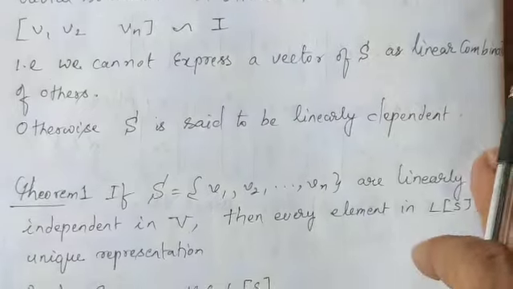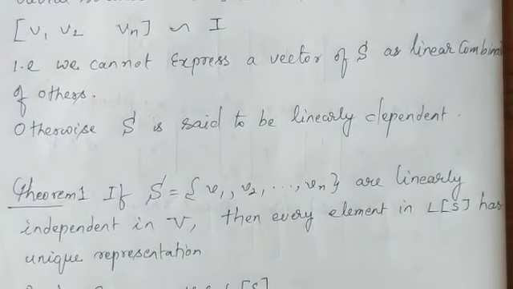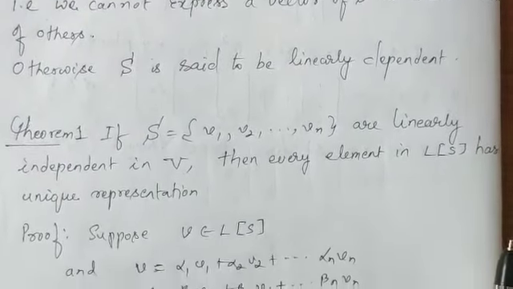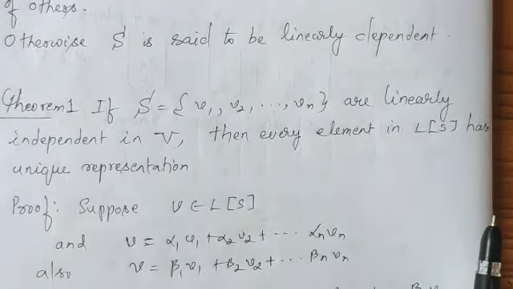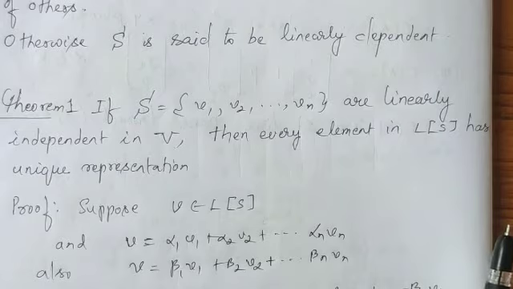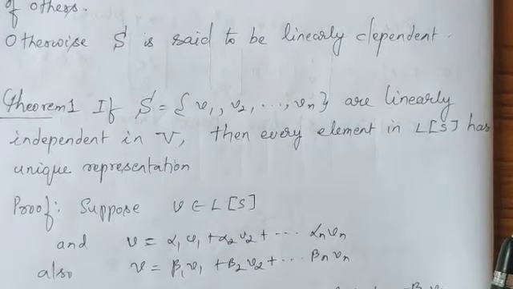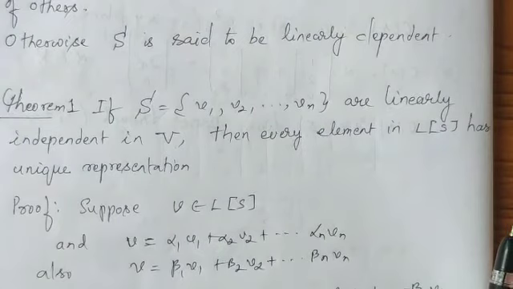Now we'll move to a simple theorem. Suppose we have a collection of vectors that are linearly independent in V. Then every element in the linear span of S, that means a vector which is a linear combination of these vectors, has a unique representation.